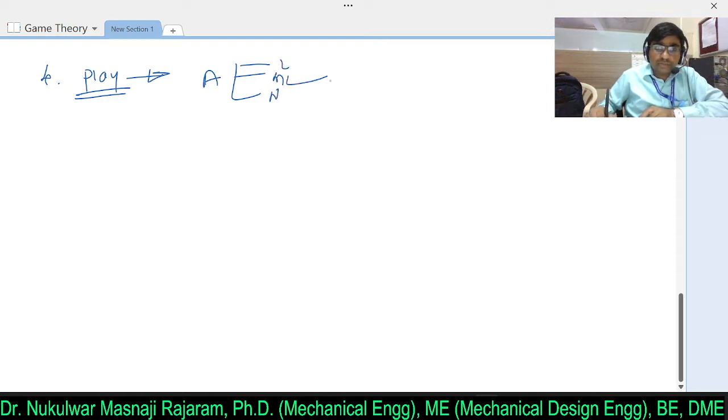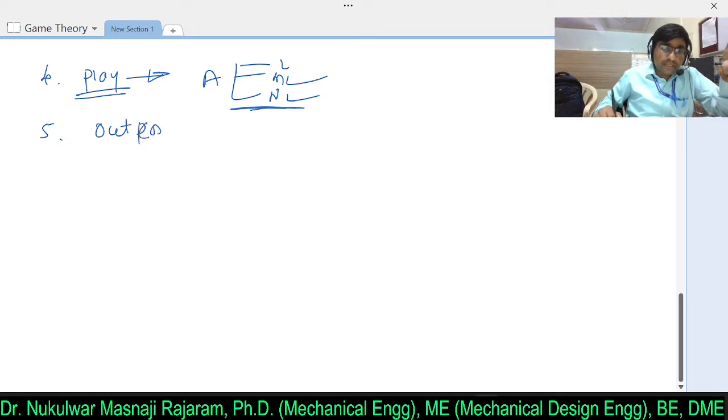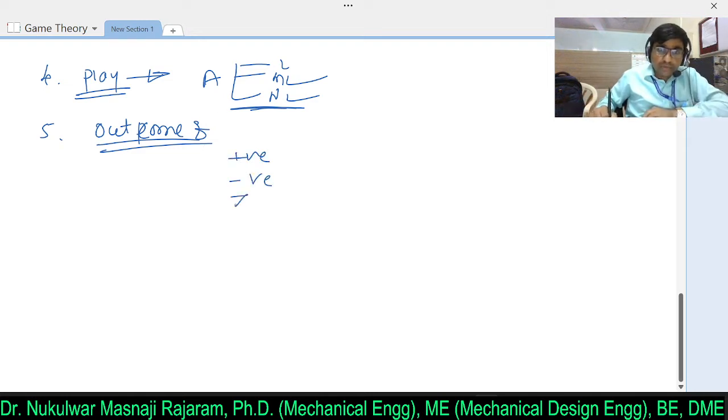So he may choose M or he may choose N. If he selects any one of the strategies, then we can say the game has started. Now every combination of courses of action determines some outcomes. So definitely if you play, there will be some outcome. That outcome may be positive, negative, or 0.